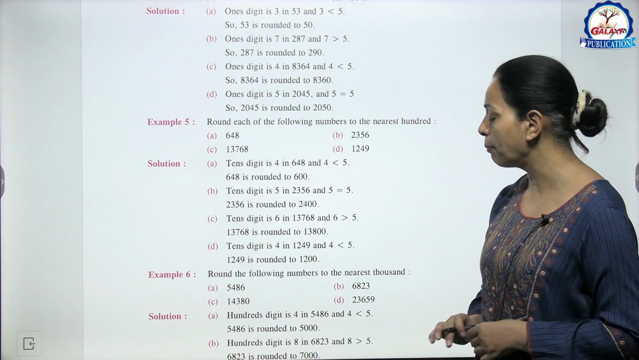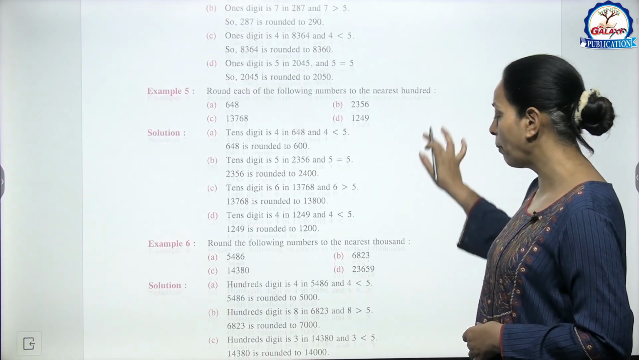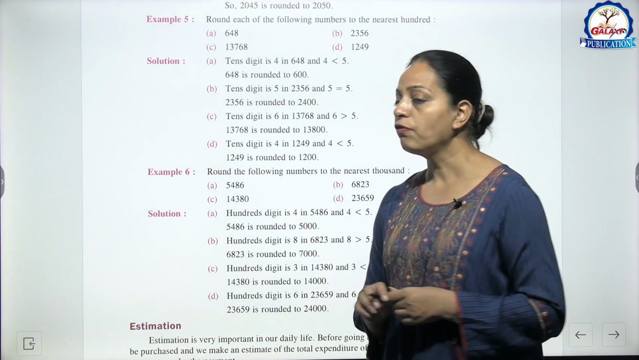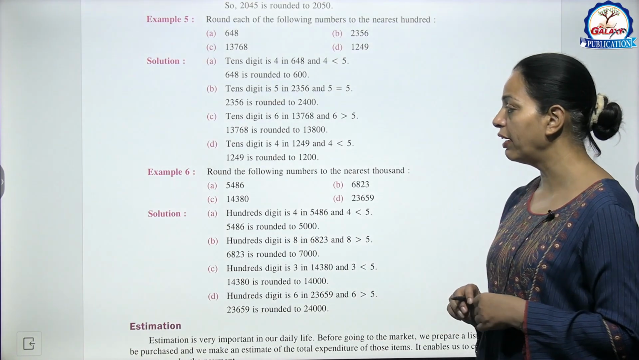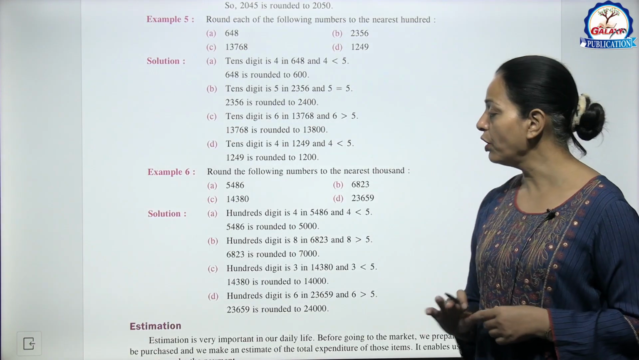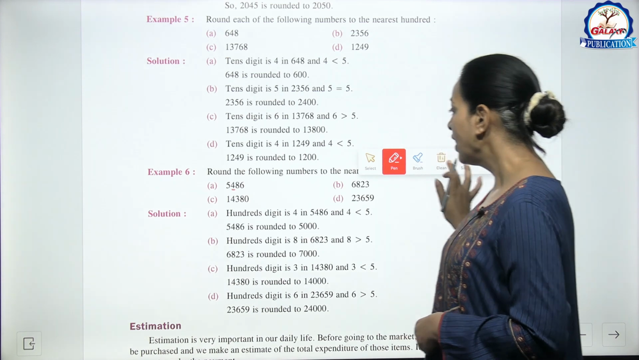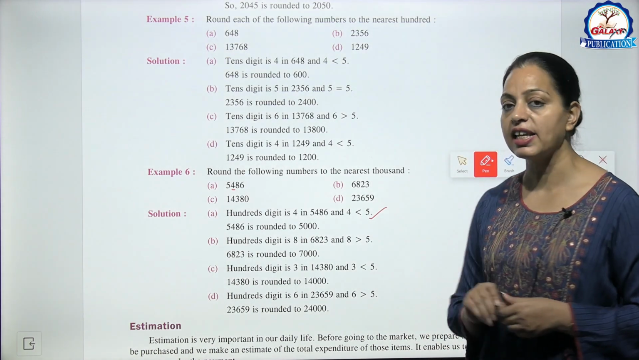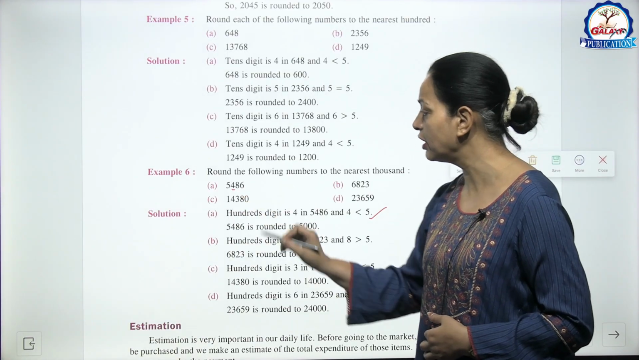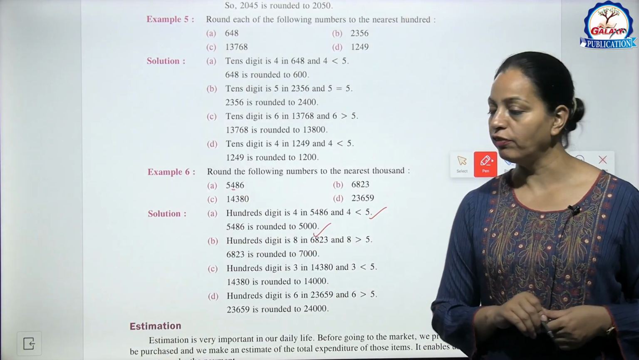Now here example 6. Round the following numbers to the nearest 1000. Like A part, 5486. Now we have to round to the nearest 1000. So we have to see the 100 digit. The 100 digit is 4, which is less than 5. So there is no change in the 1000 digit and make the rest 0. So it becomes 5000.